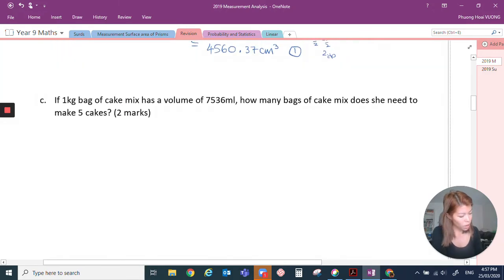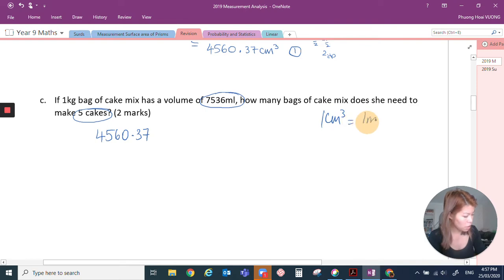Okay, 1 kilogram bags take up that much volume. How many bags do we need to make 5 cakes? So for 1 cake, we had 4560.37 centimeters cubed. And if you put centimeters cubed on the side and make a note that's equal to 1 mil, then you can use mils straight away over there. So times 5 is equal to 22,801.85 mils. That's how much we need.